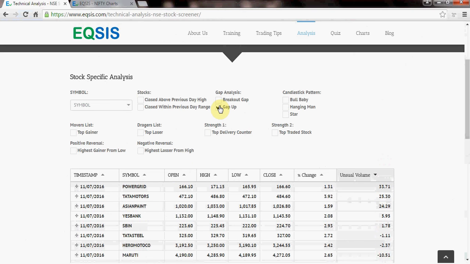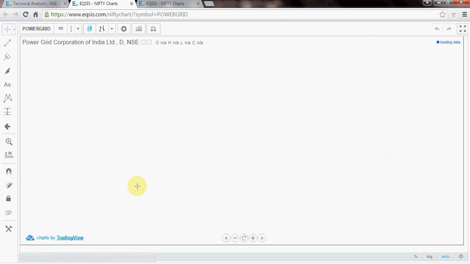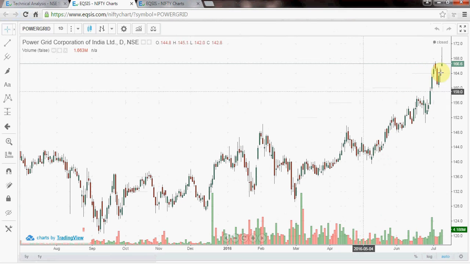So on a daily basis, if you track this one page, you can easily figure out the stocks which are in action. Look at this. Among gap ups, Power Grid witnessed a gap, and it is with good volume also. Let me open up this stock. Look at this. The stock has witnessed a gap. This is not quantified as a breakout gap, just a normal gap. I think you guys can see this gap here.